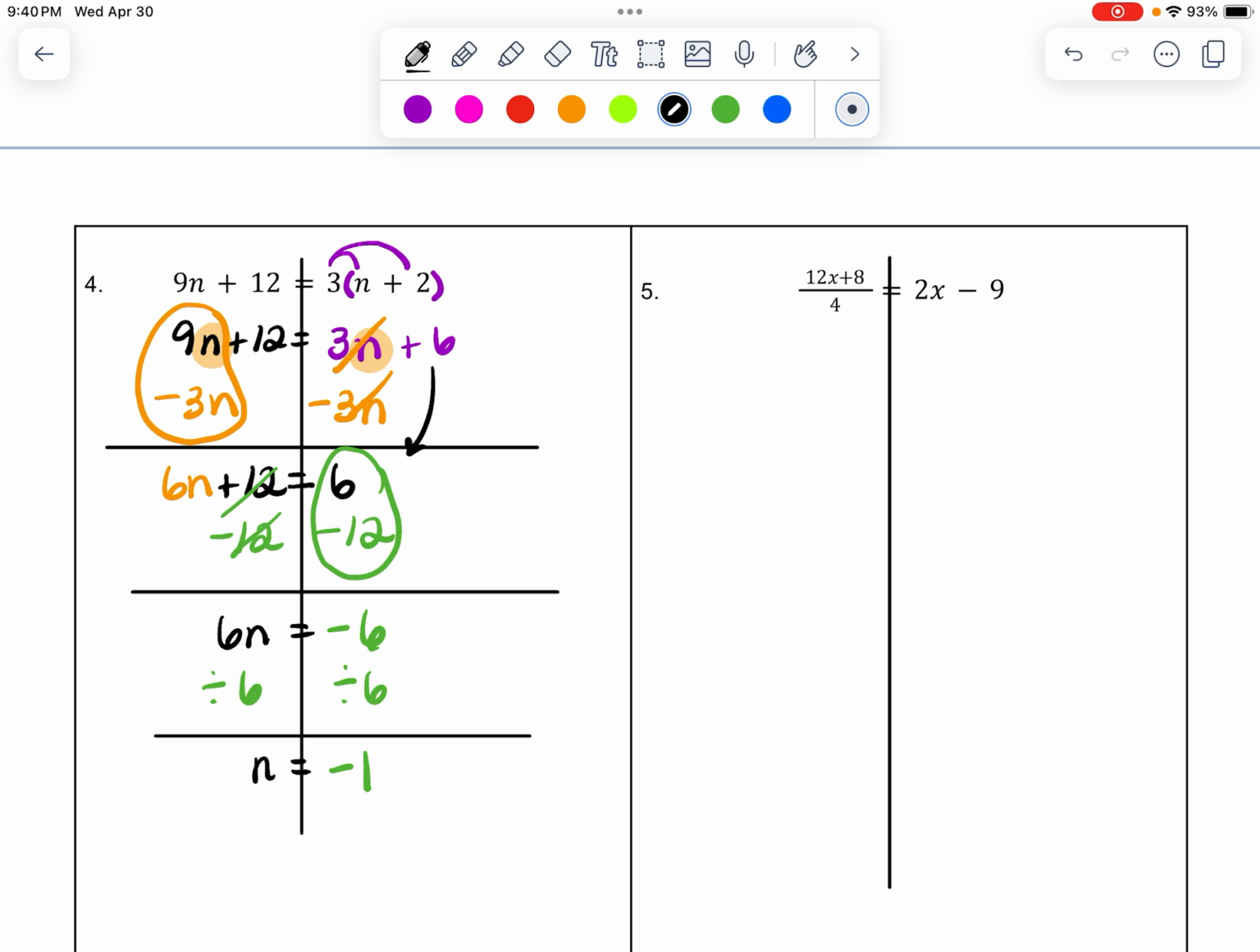What you're going to notice in number 5 is that on the left-hand side, there's this big fraction. When that happens, it means that we're dividing everything on the top of that fraction by the number 4. So to simplify this, I would divide the 12 by 4, which is 3x, and then I would divide the 8 divided by 4, which is 2. Then I can just copy down the right side of the equation. Again, we're just going to divide everything.